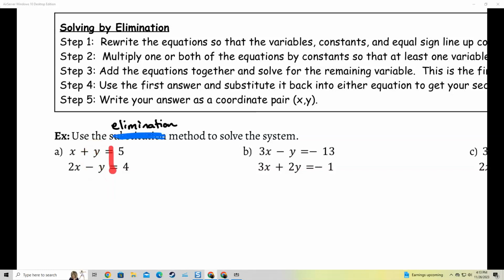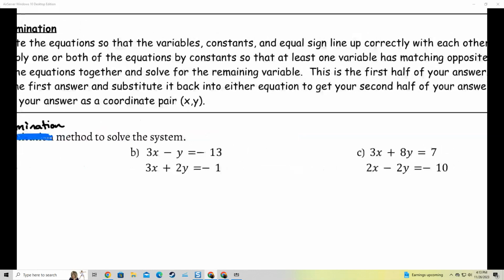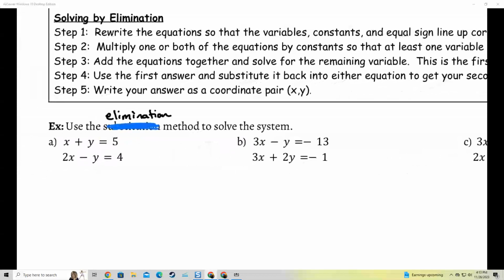I have the equal sign with the equal sign, and then the constant with the constant. That is to say, the number by itself, okay? So step one, rewrite the equation so the variables, constants, and equal sign line up. They are lined up. Step two, multiply one or both of the equations by a constant so that at least one of the variables has matching opposites. I don't need to multiply that in this case because I already have matching opposites here. And the whole purpose of this is when you add those matching opposites, they need to cancel with each other.